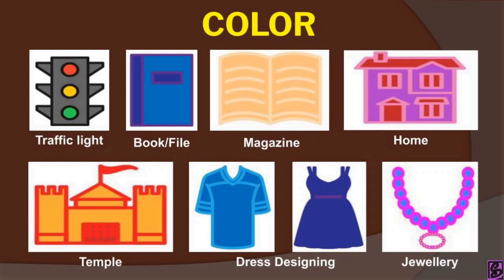Let's take the example of a traffic signal. It consists of three colors. What are they? Red, green and yellow. The red signal means stop, yellow means be careful, green means move on. What does it signify? It signifies that color has the capacity to transmit a message without using words.